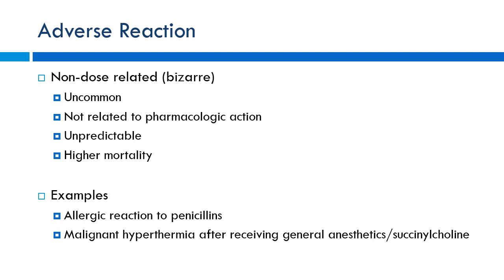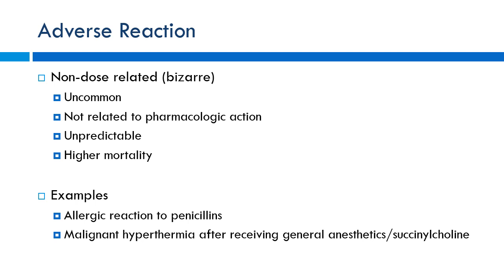Non-dose related things are more of these bizarre, idiosyncratic reactions that occur. These are uncommon and typically are not related to the pharmacologic action of the drug itself. Because of that, it's usually unpredictable as to who's going to have an issue with it and may lead to higher mortality because it's hard to predict who's going to have an issue. People may have these reactions and we can't guarantee who it's going to be. An example would be an allergic reaction to penicillins. I can't look at a person and say, hey, are you likely to have an anaphylactic reaction? Because of that, we'll give it to plenty of people who don't have reactions, but then every once in a while you run into that one person, right?